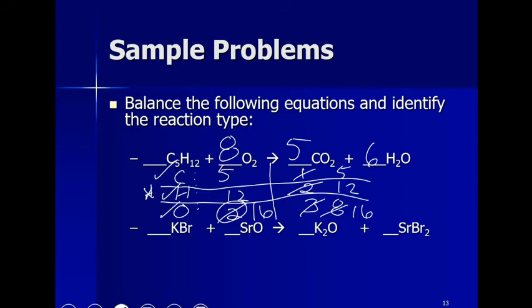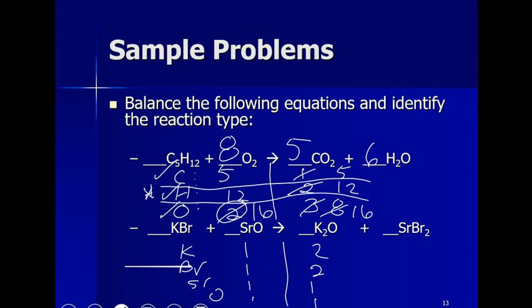Okay. Now, this next question is going to be a little bit easier to balance because it's a double displacement reaction, and I find double displacement reactions easier to balance. So I'm going to look at I have my K, my Br, my Sr, and my O, okay? And I'm going to look on both sides. So my K, I have 1 and then 2. My Br, I have 1 and then 2. My Sr, I have 1 and 1, and my oxygen, I have 1 and 1.